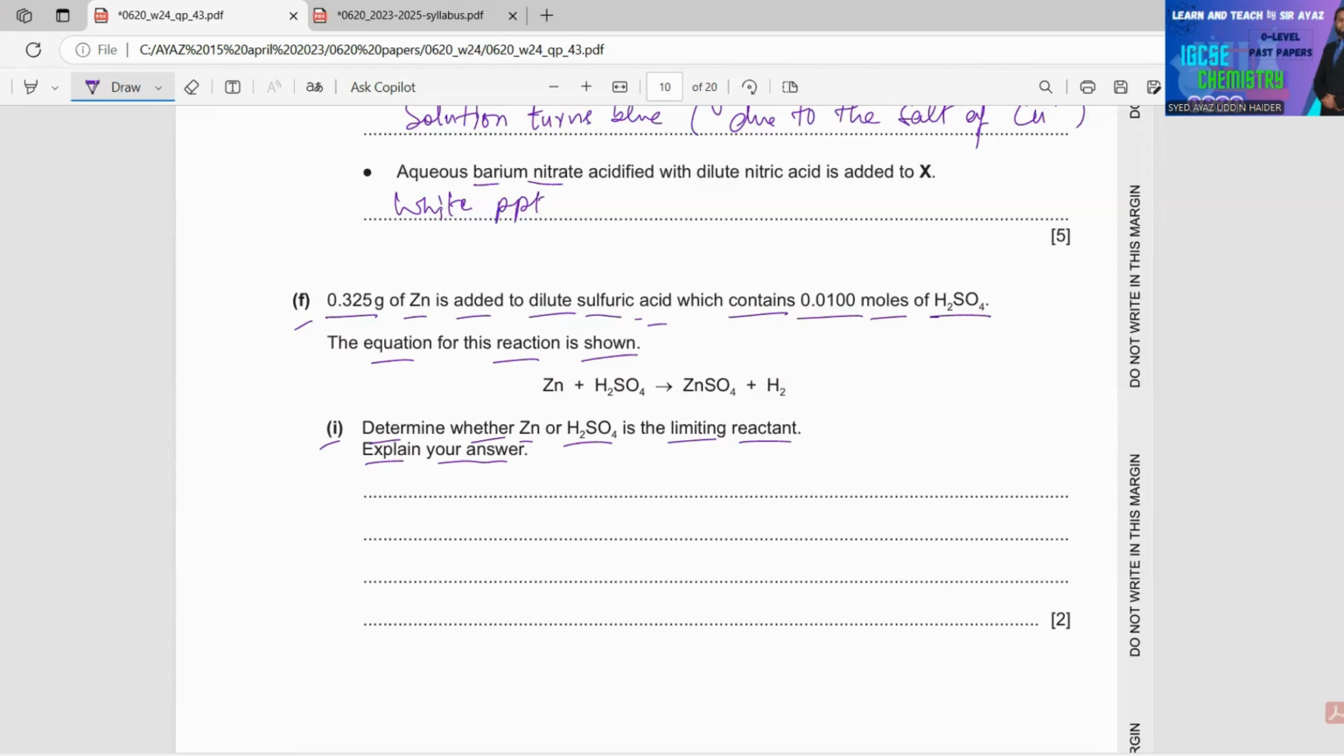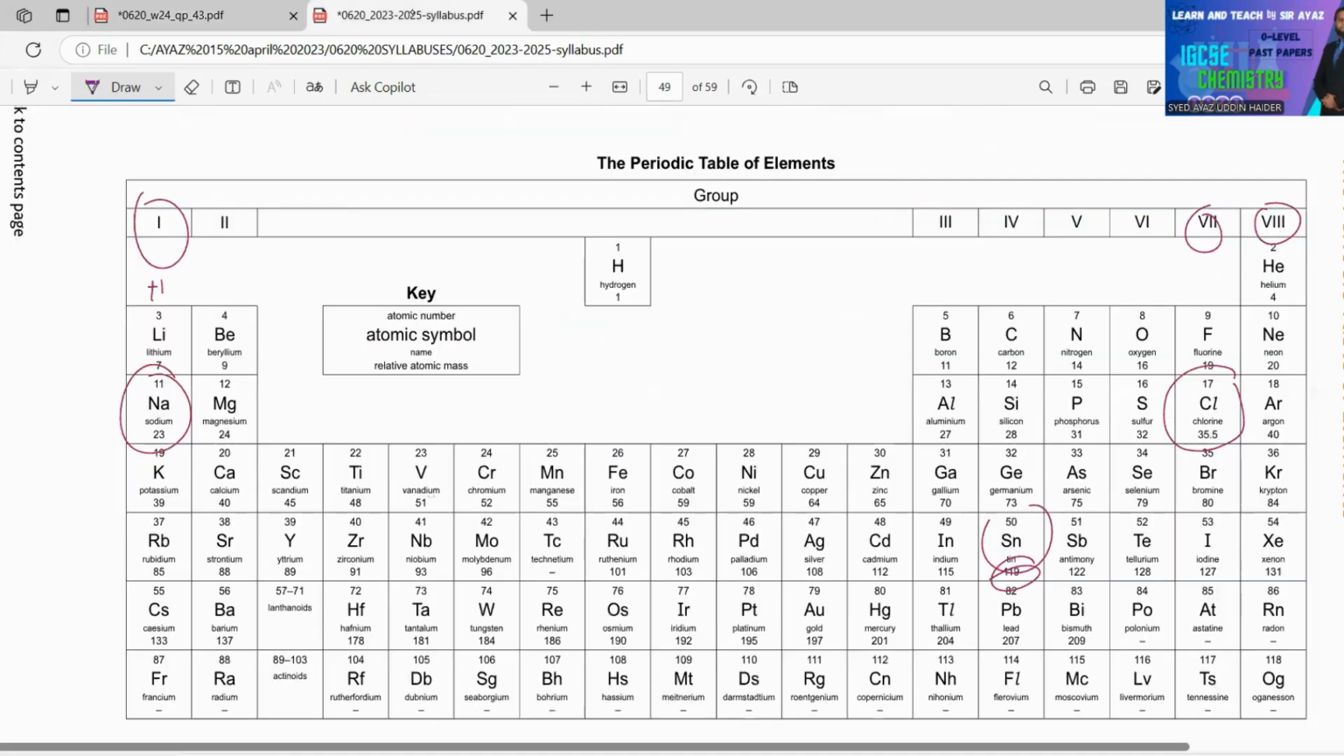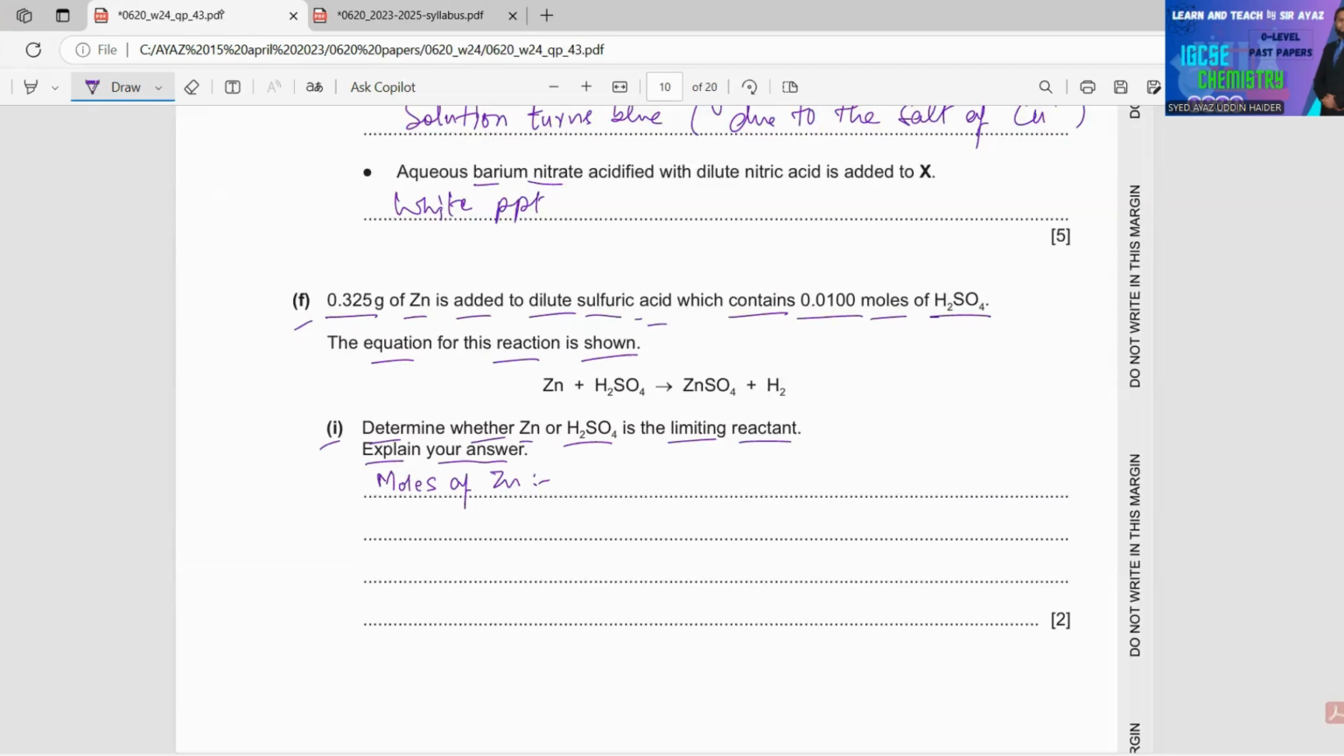So moles of zinc: you know the way, you simply have to divide the mass by the Ar of zinc, which is 65. 65 is the Ar of zinc. So I will divide 0.325 by 65 and we'll get 0.005 moles of Zn.